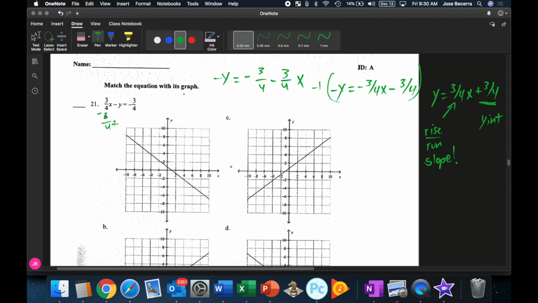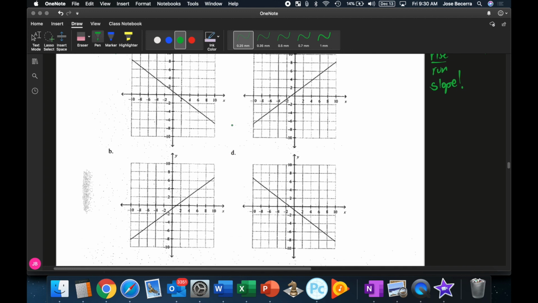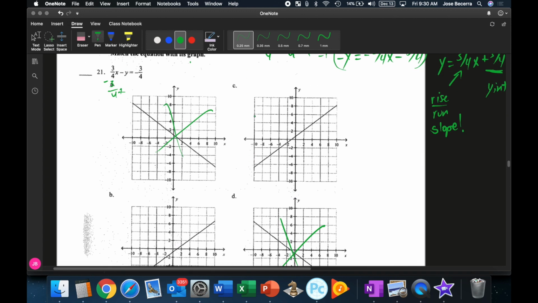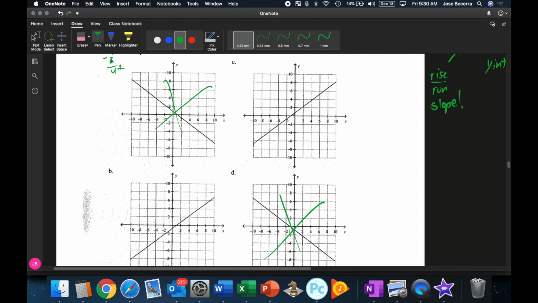All right, so let's look at this. First of all, the slope is positive, so my graph needs to be going up. This graph is going down, so that's not it. And this graph is going down, so that's not it. Now, second of all, I look at my y-intercept. My y-intercept has to be positive 3 over 4. What's wrong with b? It's negative 3 over 4, so that's not it. So my answer is going to be C. And we can double check that it has that positive rise over run. Oh yeah, we know that it's C.